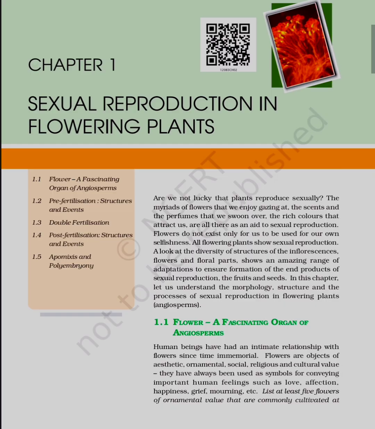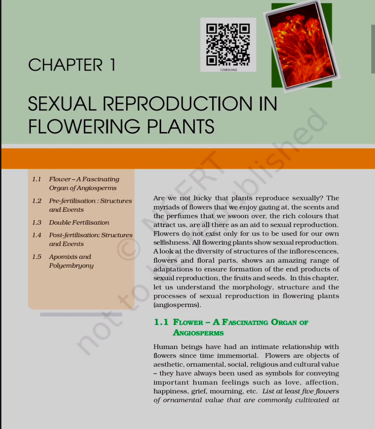Flowers do not exist only for us to be used for our own selfishness. All flowering plants show sexual reproduction. A look at the diversity of structure of the inflorescence, flowers and floral parts shows an amazing range of adaptations to ensure formation of the end product of sexual reproduction, the fruit and seeds. In this chapter, let us understand the morphology, structure, and the process of sexual reproduction in flowering plants. Flowers, a fascinating organ of angiosperms.